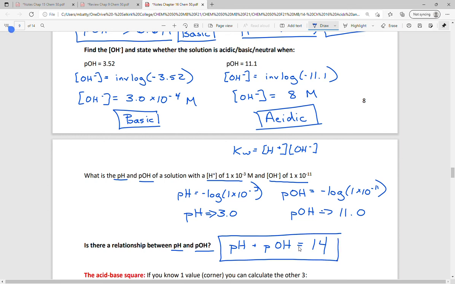So for all aqueous solutions, because they adhere to the Kw concept, the constant of water, and we've got these two concepts of pH and pOH, that's the relationship between the scale that you've probably heard of and the one that's new to us today.